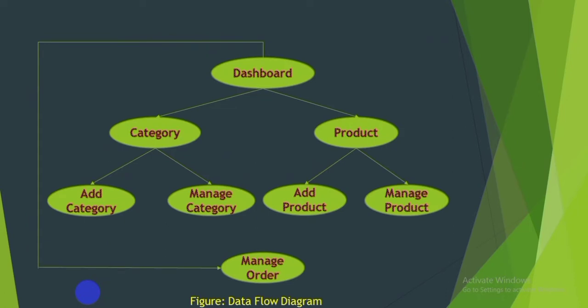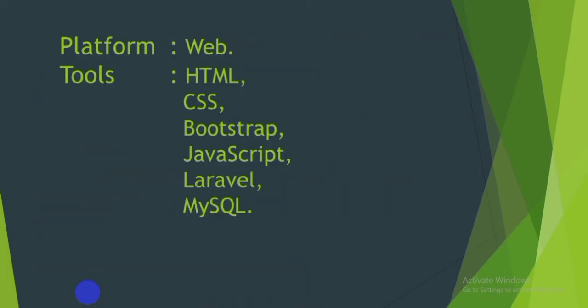This is a data flow structure diagram of this system. Dashboard has three sections: category, product and manage order. Category has two sections: add category, manage category. Product has two sections: add product, manage product. This project is a web-based project. To build this system, we use HTML, CSS, Bootstrap and JavaScript for front-end and Laravel and MySQL for back-end.